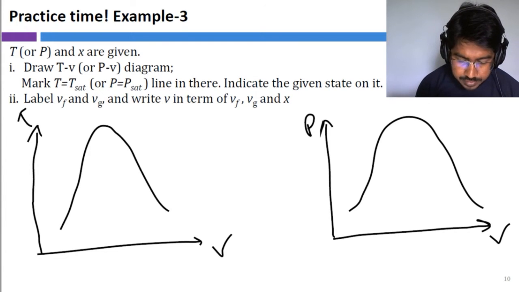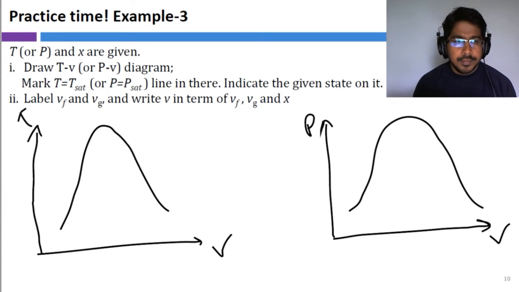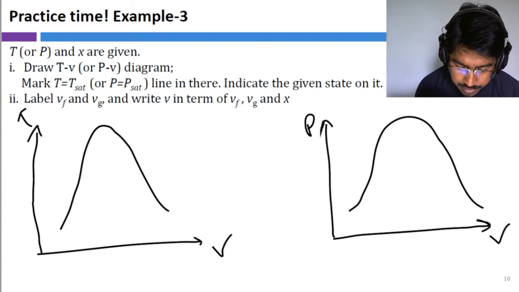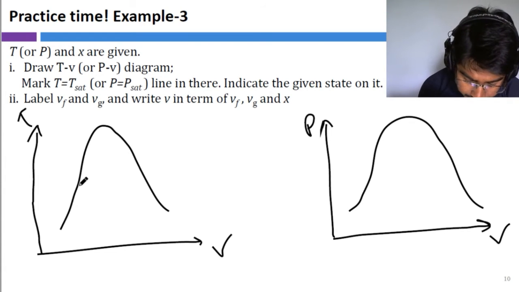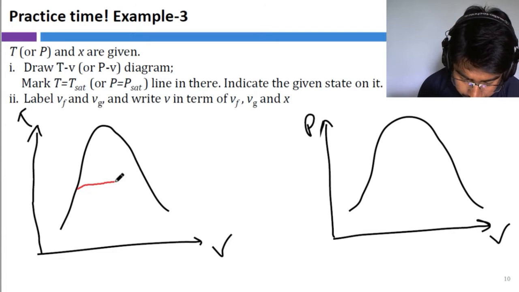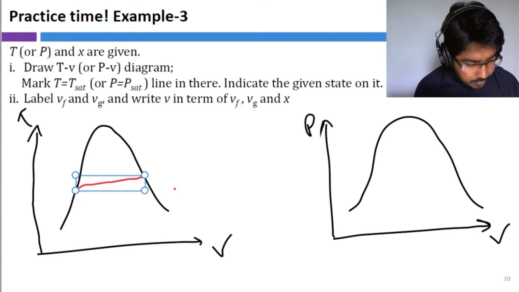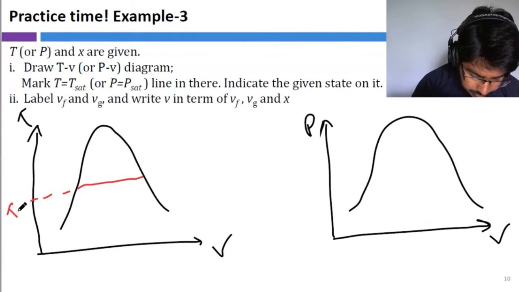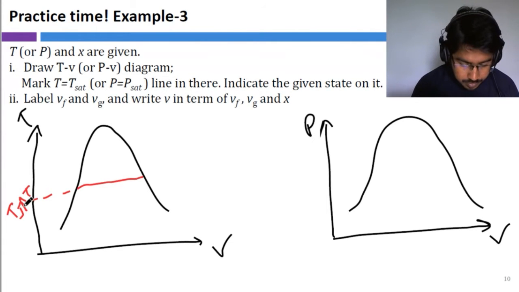So on the TV diagram, if we start with the TV diagram, this problem only asks for one explanation, either the TV diagram or the PV diagram. But for clarity, let's try to interpret both, right? So mark the T equals T sat line on this TV diagram, okay? So this is going to be the T equals T sat line.